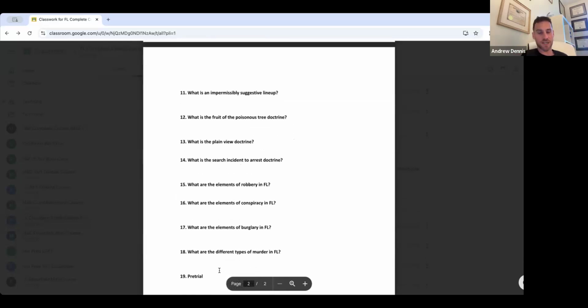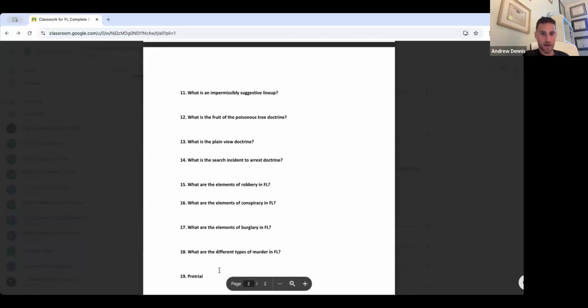What's an impermissibly suggestive lineup? So that means like, let's say the suspect was like 7 feet tall, and then they do a lineup of a bunch of people who are like 5 feet tall and then 1 7-foot tall dude. That'd be pretty impermissible because it's suggestive, right?